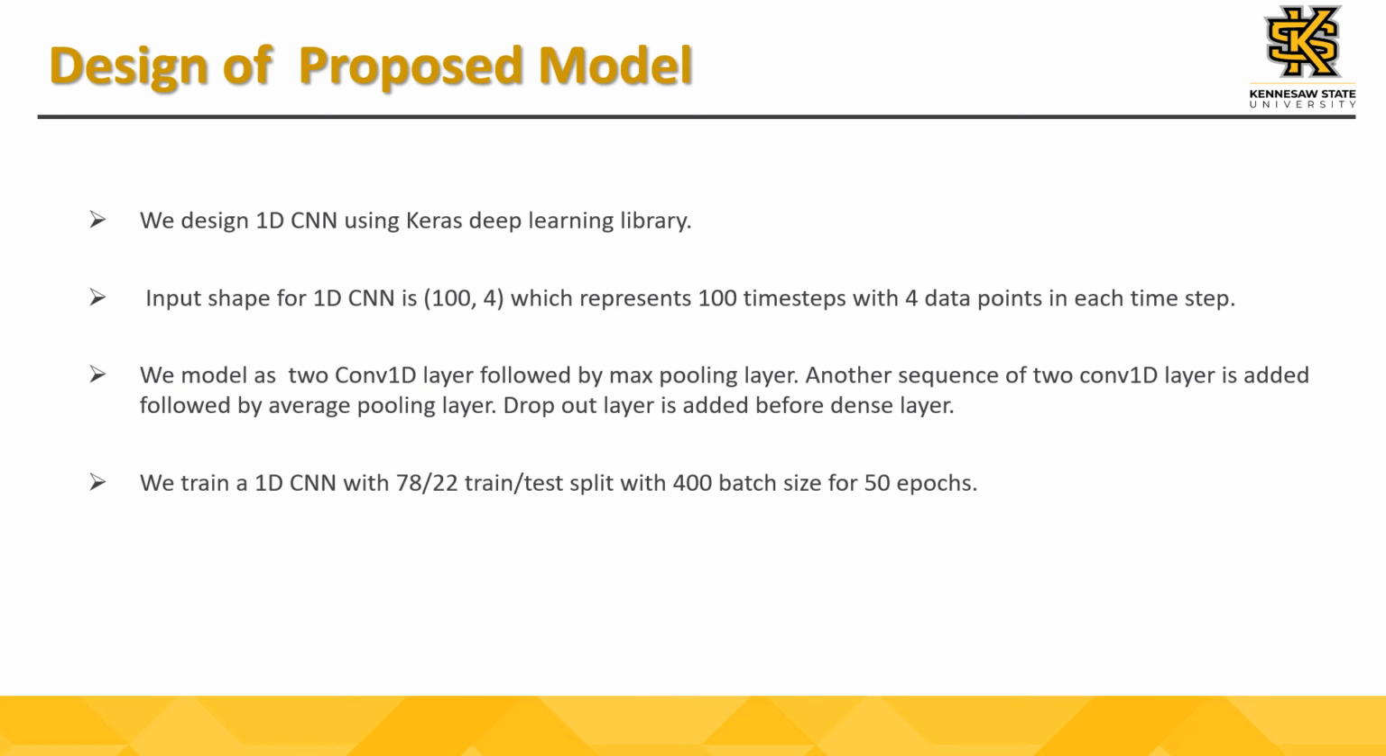We trained the network with a 78 by 22 train and test split, with a batch size of 400 for 50 epochs. The reason for doing so is that the dataset contains 36 subjects, so data with subject number less than or equal to 18 is considered the training dataset and data with subject number greater than 18 is considered the testing dataset.